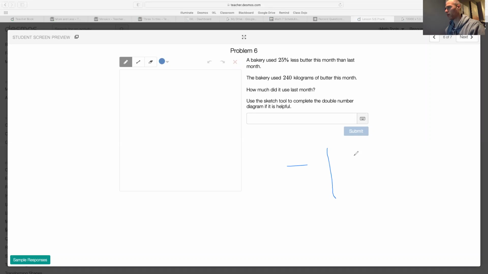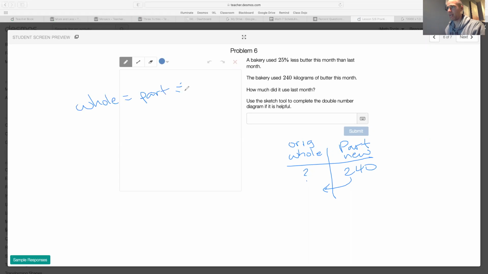If you like to think of it this way, our whole or our original is unknown in this case. But we have been given a part or a new amount, which is the 240. And so we're going to have to divide to go back. Or if you like to think of it in terms of formulas, we're going to be using this one: the whole equals the part divided by the percent. We know that they're trying to reduce by 25%, or the bakery used 25% less. So reduce 25%.